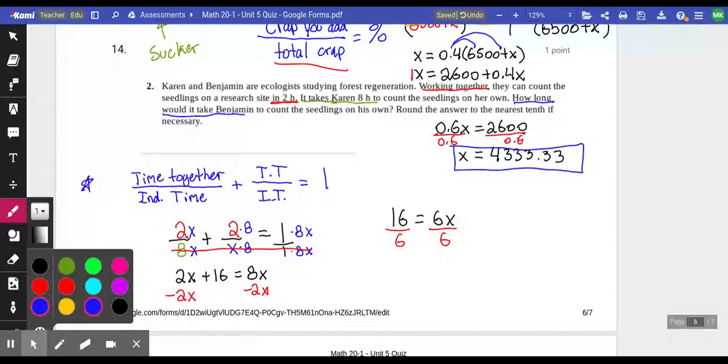Benjamin's time on his own would be 2.67 hours. That's a rounded answer.